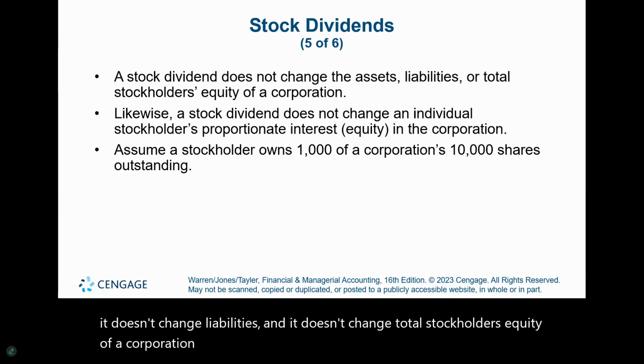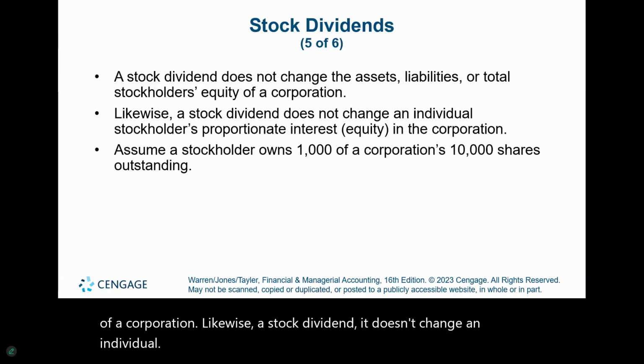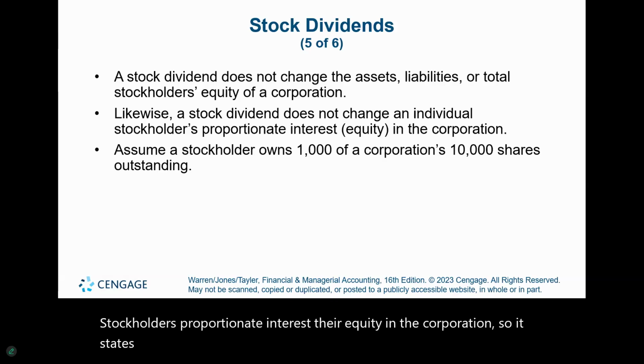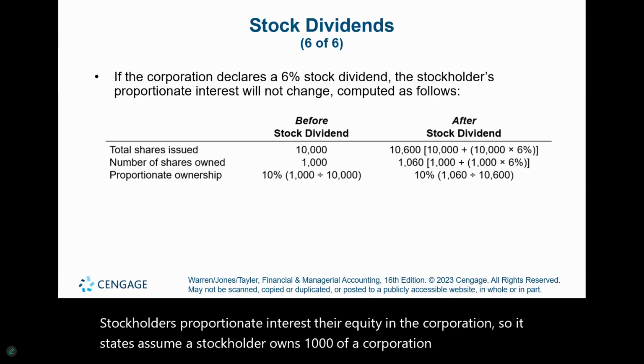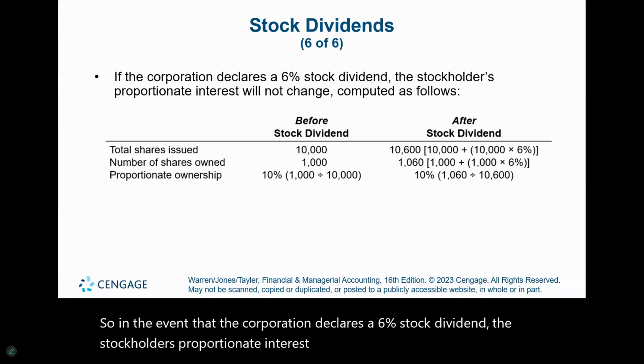Likewise, a stock dividend doesn't change an individual stockholder's proportionate interest, their equity in the corporation. So it states, assume a stockholder owns 1,000 of a corporation's 10,000 shares outstanding. So in the event that the corporation declares a 6% stock dividend, the stockholder's proportionate interest is not going to change. So how do we know?